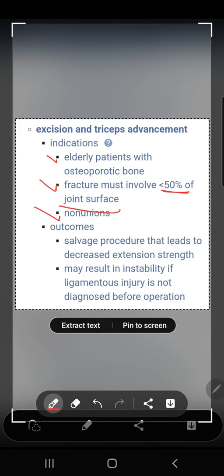لكن النقطة المهمة أيضا قبل ما تدير الأوبريشن هذه حتى لو الفراكشر أقل من 50% لازم تدير assessment of ligament stability of the elbow, because if the patient has any ligament injury the result after operation will be instability of the elbow joint. معناها قبل ما ندير الأوبريشن هذه لازم assess stability of the ligaments of the elbow.